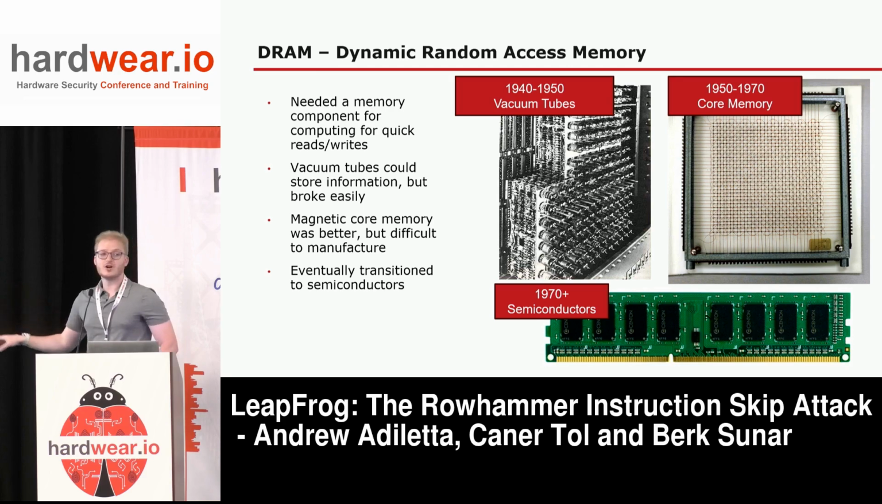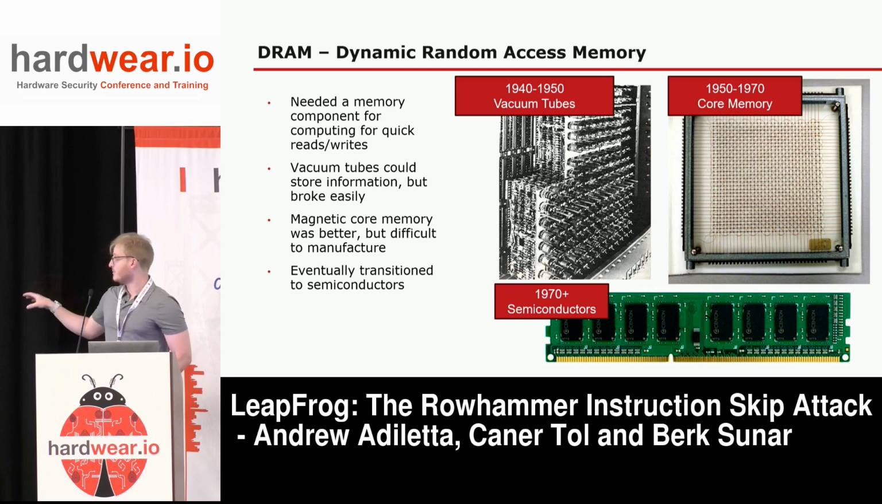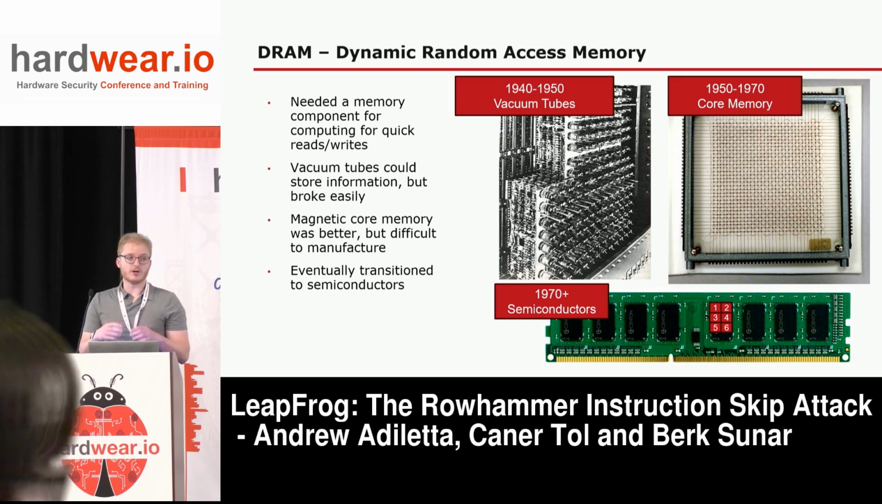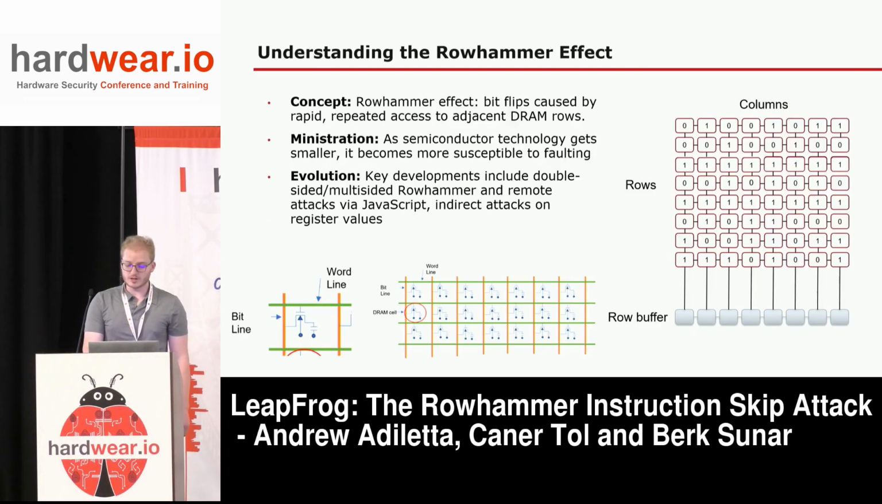But from the 1970s onwards, it was all semiconductors. Semiconductors, kind of similar to that core memory, are in an array format, so there are arrays inside the DRAM. You can see each of those integrated circuits, those black squares. We can actually divide those into what we call banks, and those banks are like their own individual array of memory. And that's how we store ones and zeros.